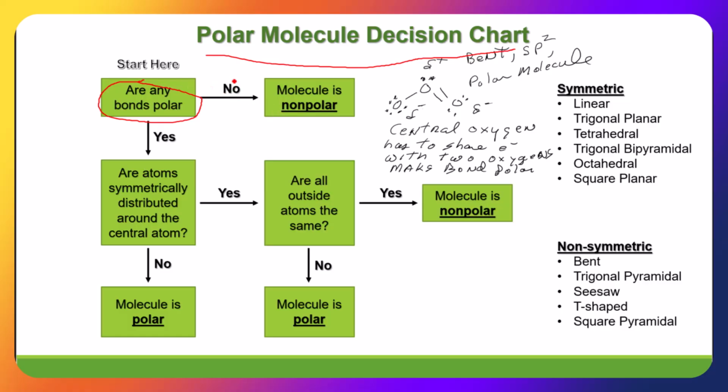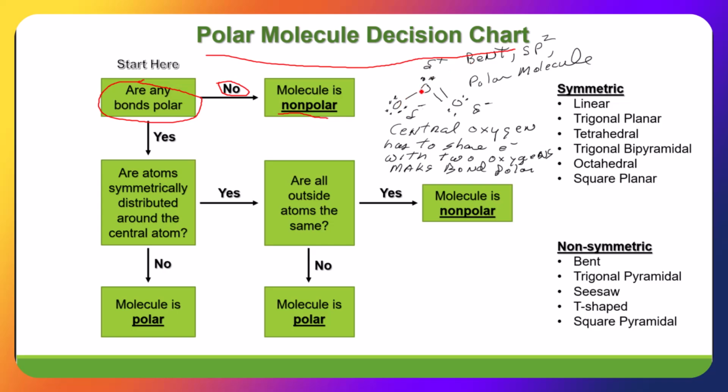If there's not, the molecule is nonpolar. Okay. Now I do have an exception up here, which is ozone. So that's the way you tell whether a molecule is polar or not. Now let's look at ozone. Ozone is a bent molecule.